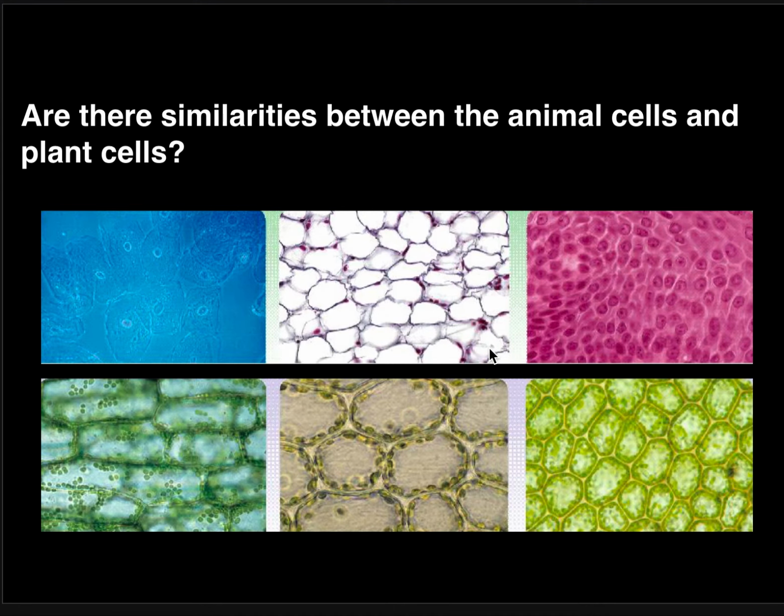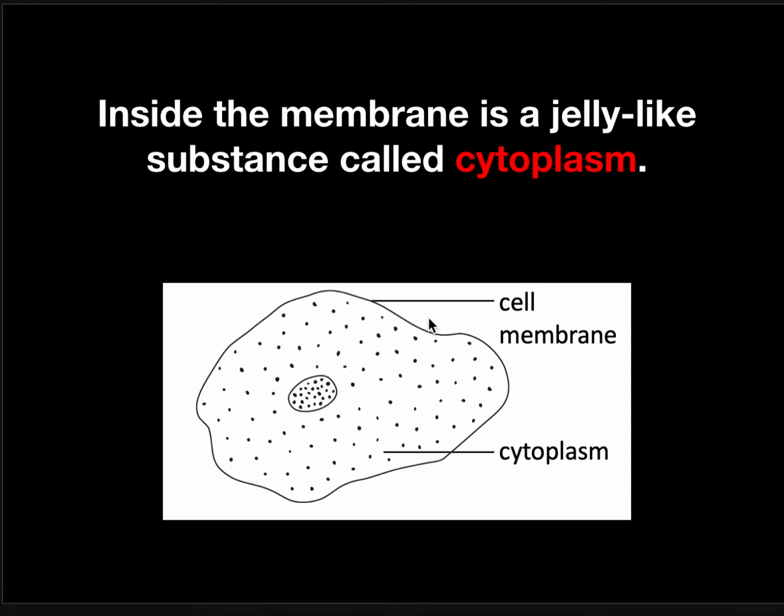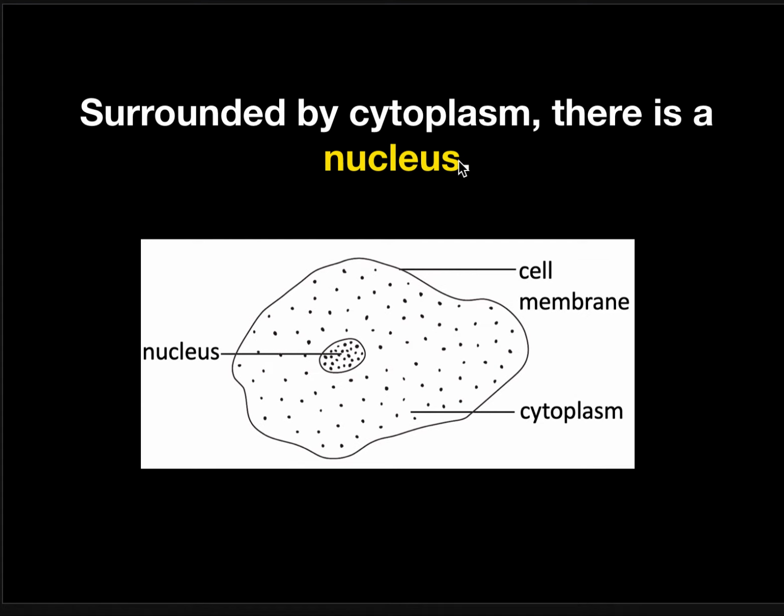First of all, let's look at animal cells. Each animal cell is surrounded by a thin layer called the cell membrane. This is the solid line. This is the cell membrane. And then inside the membrane is a jelly-like region, that means this region will be what we call the cytoplasm. And then surrounded by the cytoplasm, there will be a nucleus. This nucleus is usually in the central part of the cell.